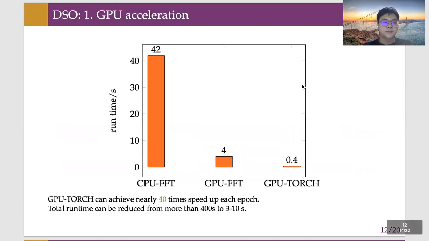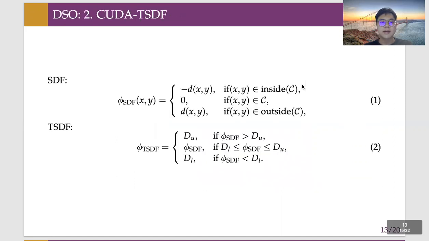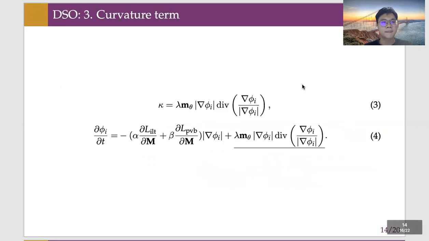The first improvement in the DevelSet optimizer is GPU acceleration. It can achieve nearly 40 times speedup at each iteration. The total runtime can be reduced from 400 seconds to 3 or 10 seconds. We also updated the signed distance function to the truncated signed distance function to reduce the variation of the data sets. And we add the curvature term to control the smoothness of the boundary.